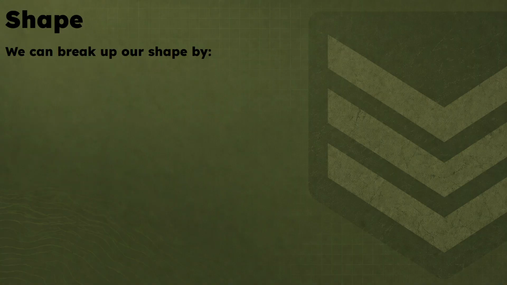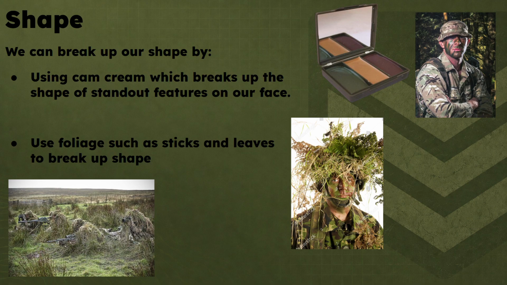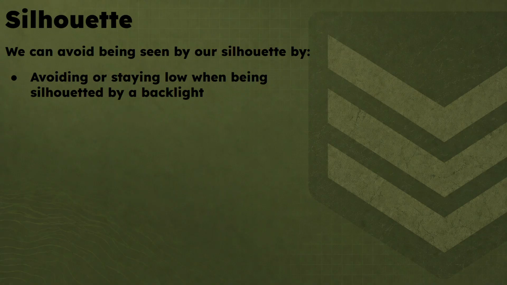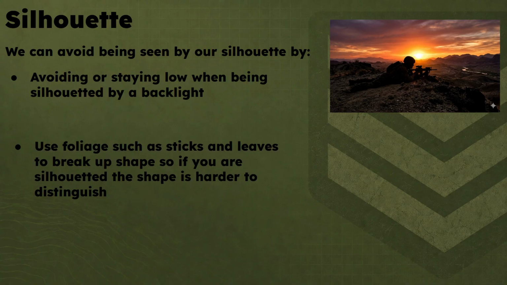So we can break up our shape by using cam cream, which breaks up the shape of standout features on our face, and use foliage such as sticks and leaves to break up our shape. Silhouette. We can avoid being seen by our silhouette by avoiding or staying low when being silhouetted by a backlight. Use foliage such as sticks and leaves to break up shape, so if you are silhouetted the shape is harder to distinguish.